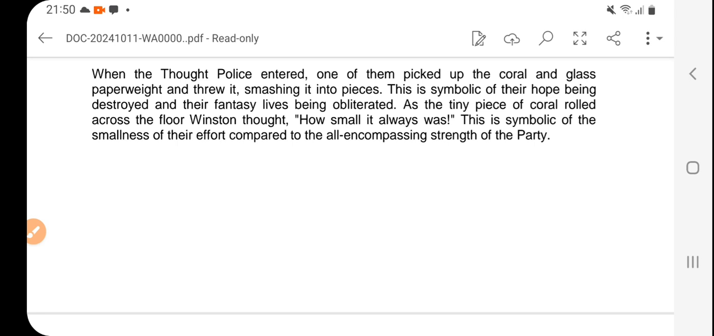So now they are under arrest. The Thought Police come, and they pick up the coral and glass paperweight and throw it, and when it is smashed into pieces it means their love is in pieces, and all the fantasy and everything was a very small time they spent together, and the party had shown its interest.